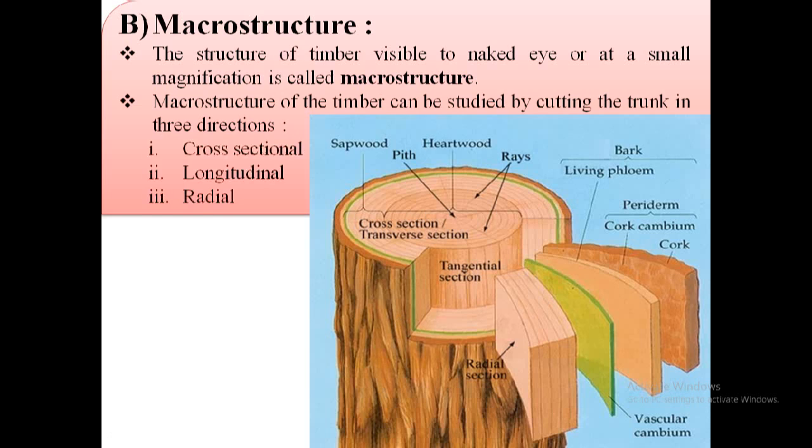First one is cross-sectional, second one is longitudinal and third one is radial. So in this image we can see this is the cross-section of timber, this is the longitudinal or tangential section of timber and this one is the radial section of timber.